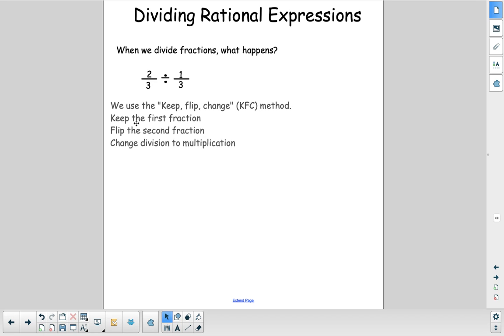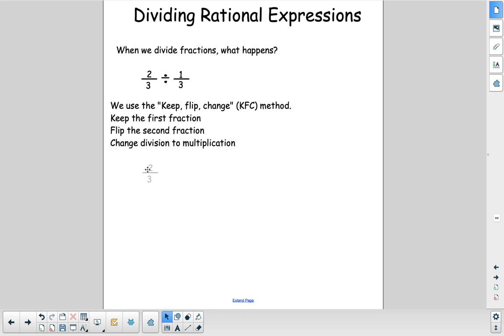If you remember, we use the keep, flip, change method. You might have called it something different. We usually call it KFC, the keep, flip, change. You keep the first fraction exactly the same way it is. You flip the second fraction, and then you change your division to multiplication.